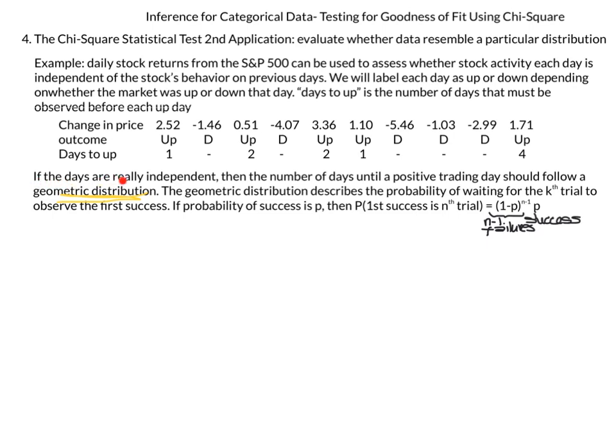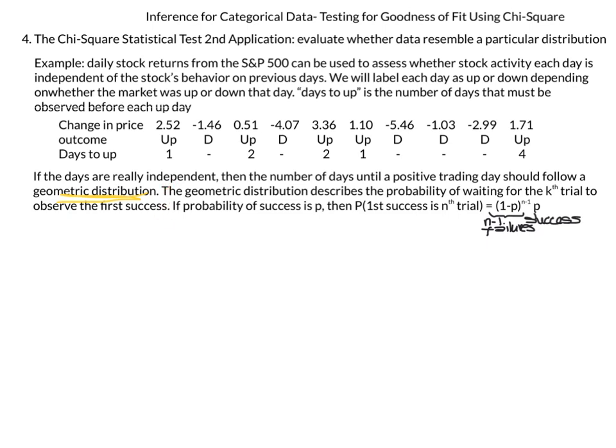So if the days are really independent, then the number of days until a positive trading day should follow a geometric distribution. The geometric distribution describes the probability of waiting for the kth trial to observe the first success.